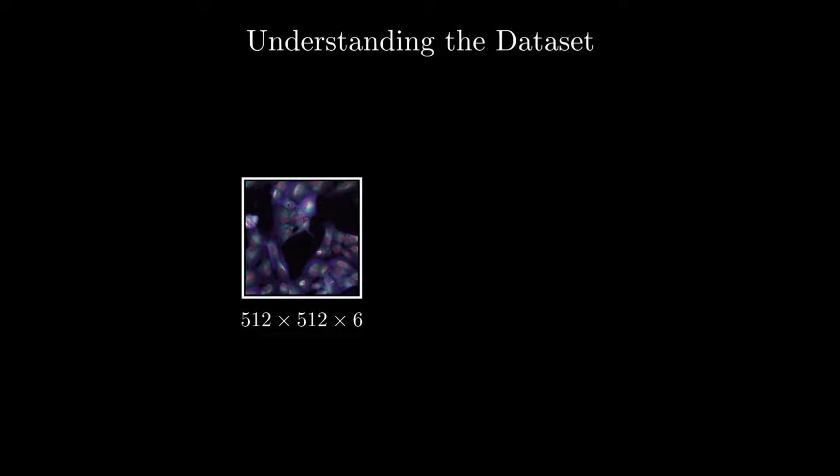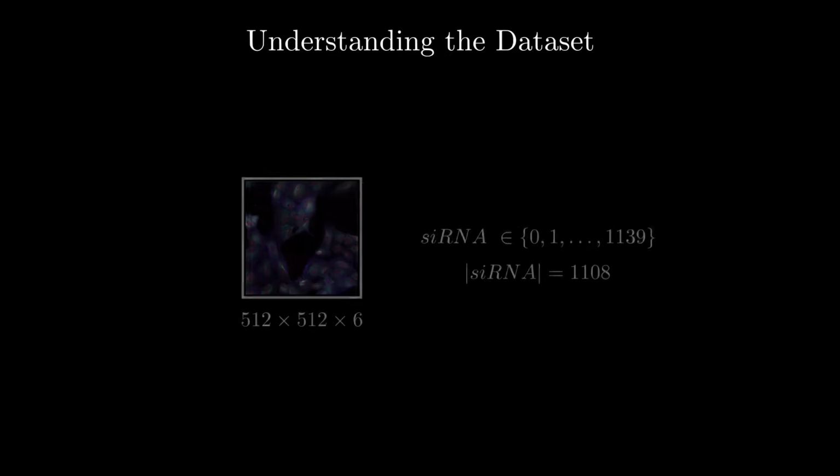The siRNA is the object of interest, which is going to create the biological variability, or on a simpler level, changes which we are going to observe. There are 1108 different siRNA reagents used here in total. The goal is to predict the correct siRNA label using the image data.